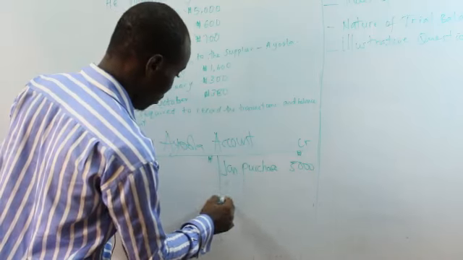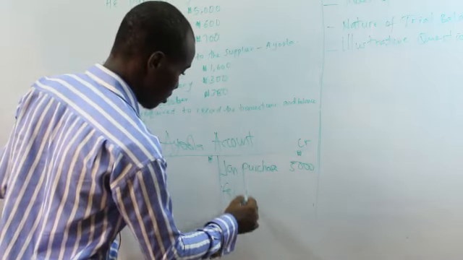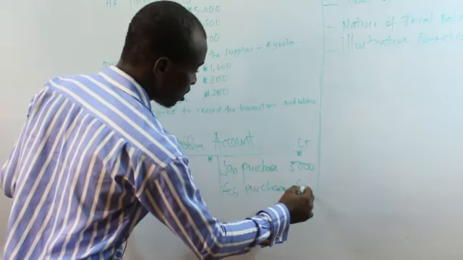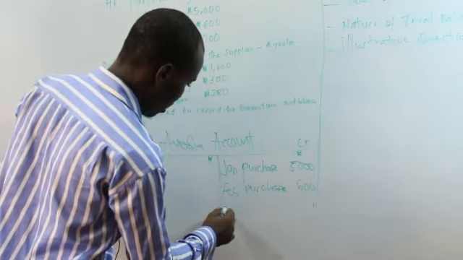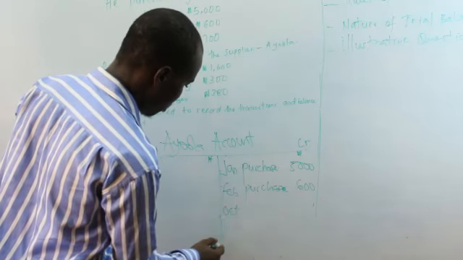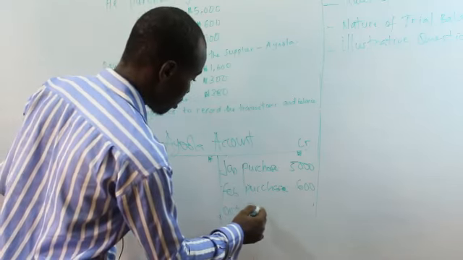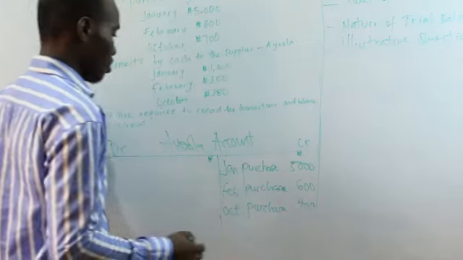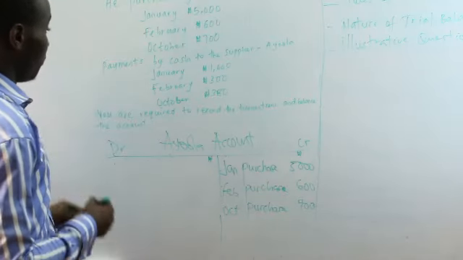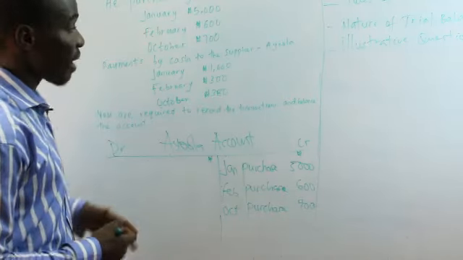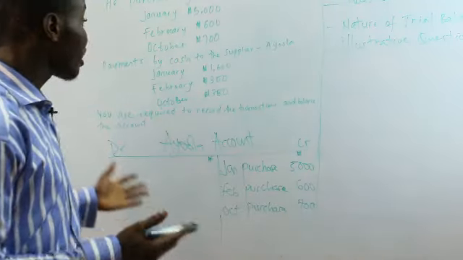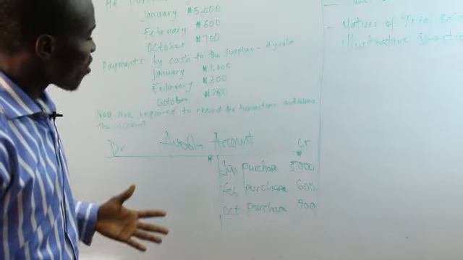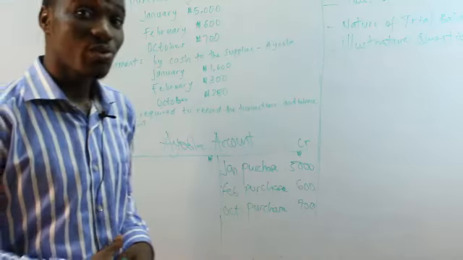So January 1, we are going to credit Iola account with the amount of goods purchased, which is 5,000 naira. Then also February, he purchased goods worth 600, while also October he purchased goods worth 700. So we also have payments by cash to the supplier Iola. So when the cash has been paid, Iola's personal account will be what? It has to be debited, while the cash account will be credited.